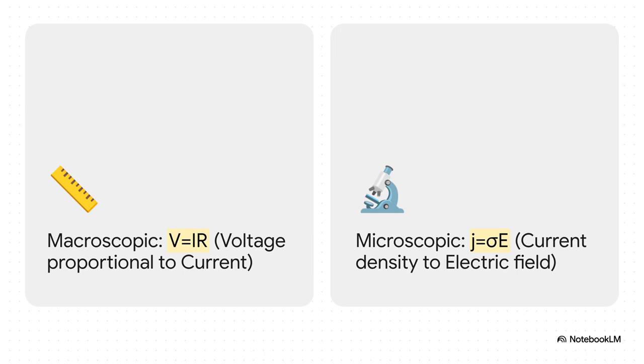But there's a microscopic equivalent happening inside the metal too. Down at that tiny scale, the current density, which we call J, is directly proportional to the electric field E driving it, and they're linked by the material's conductivity. So the macroscopic and the microscopic are perfectly intertwined.